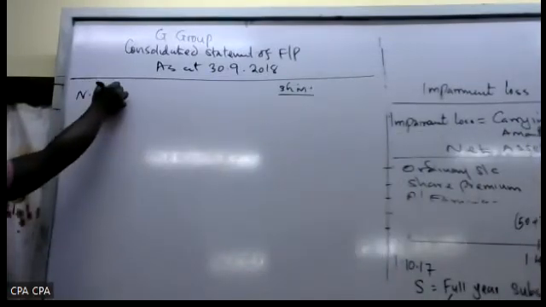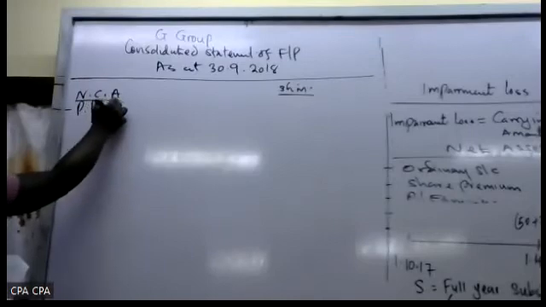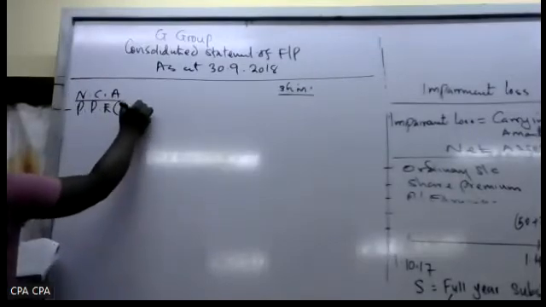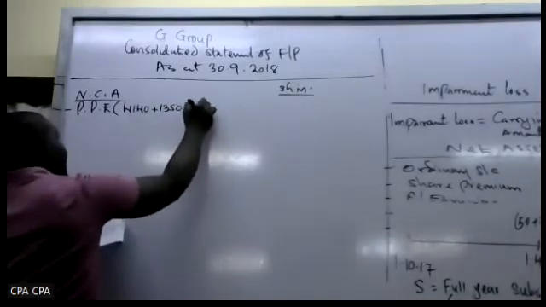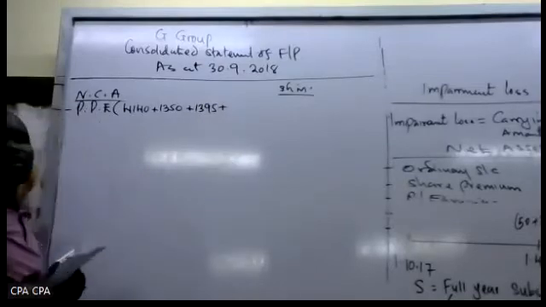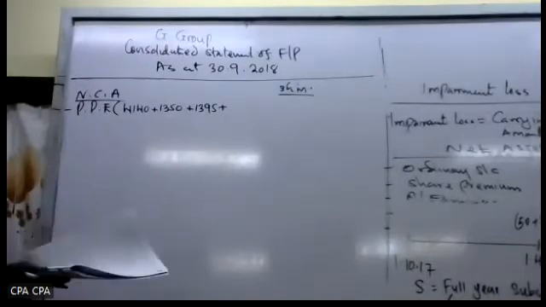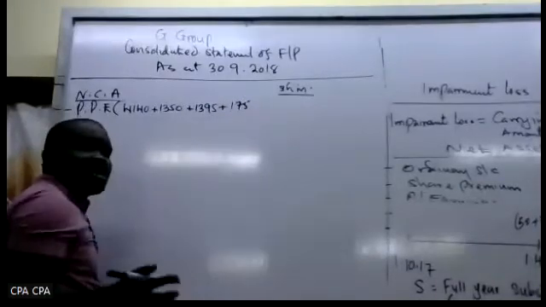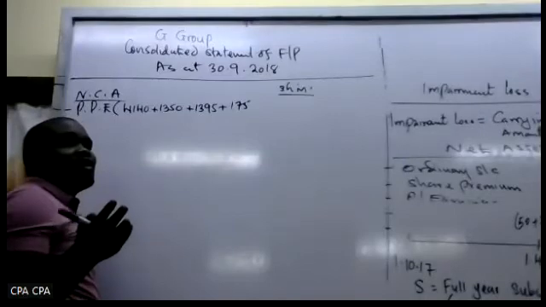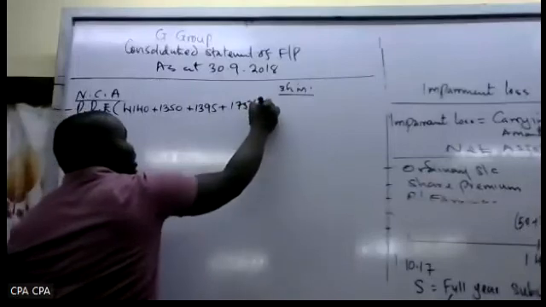So non-current assets, we have PPE, property, plant and equipment: 4140, 1350, 1395. Was there revaluation? Yes, revaluation was there, but remember it has been depreciated. So is there any mistake you will make when you add 70? It was 175, being depreciated over 5 years, and it has depreciated for 3 years.